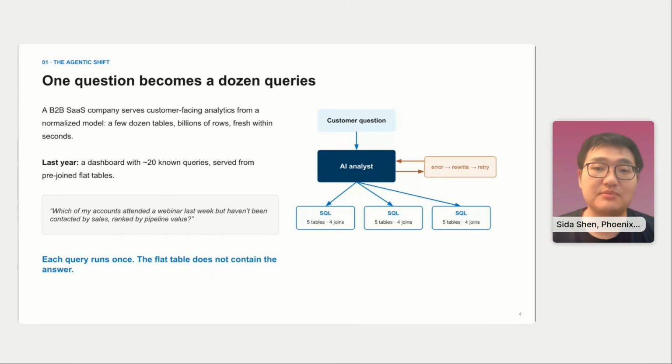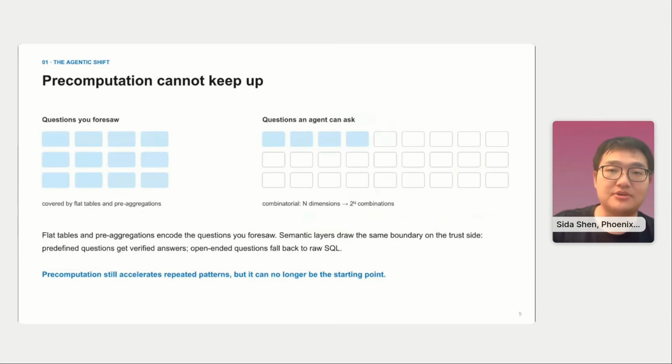And last year, there's probably a dashboard with like 20 queries that you already know. But when the agent writes the queries, everything's ad hoc. It doesn't matter if that table is denormalized, or how many tables that query touches, it does what it wants to do. And that creates more pressure on the database layer.